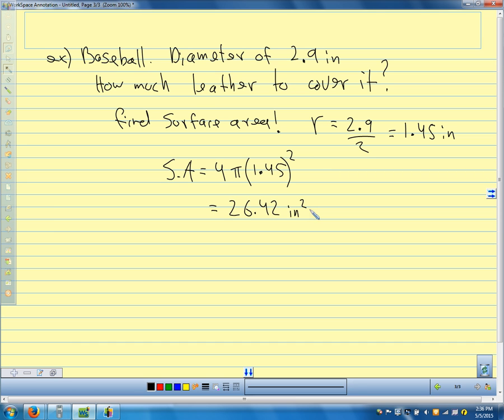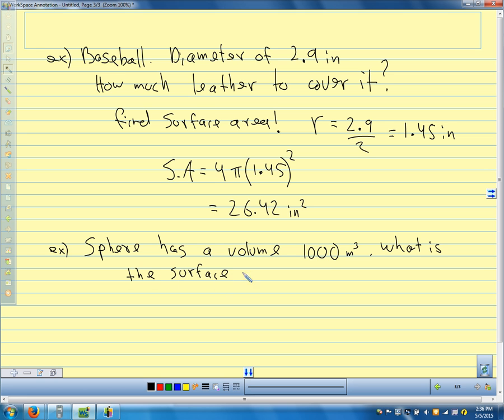Surface area is how much area it takes to cover it, and volume is how much is inside. All right, let's look at one that's a little trickier. The sphere has a volume of 1,000 cubic meters. What is the surface area?